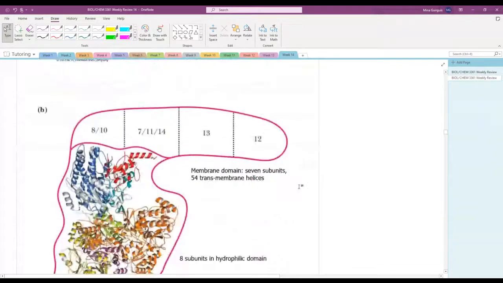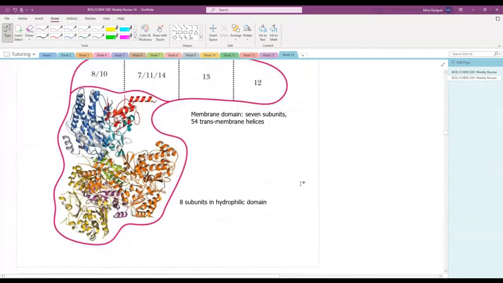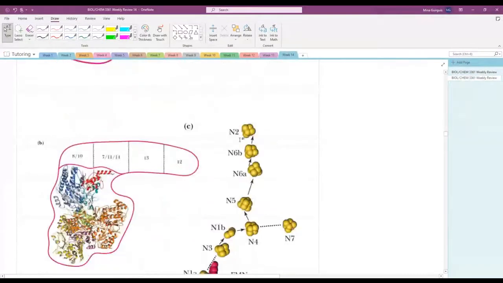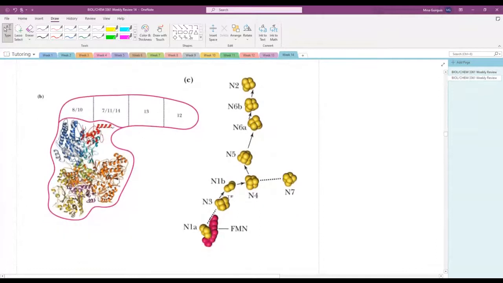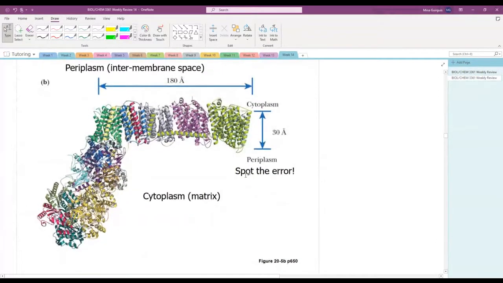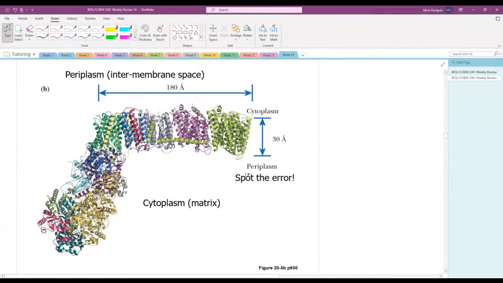This is a weird figure. What this is saying is that there are 54 transmembrane helices and 7 subunits, and then in the hydrophilic region there are 8 subunits. This is not super important, it's just a little bit of background. Then these are the iron sulfur clusters, and this is an interesting thing to think about.